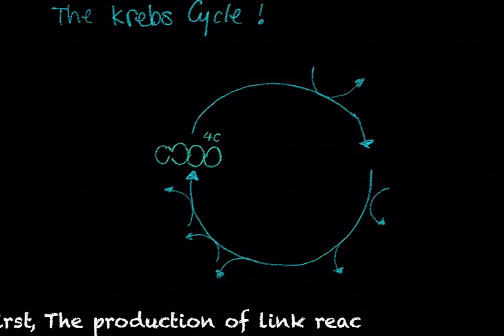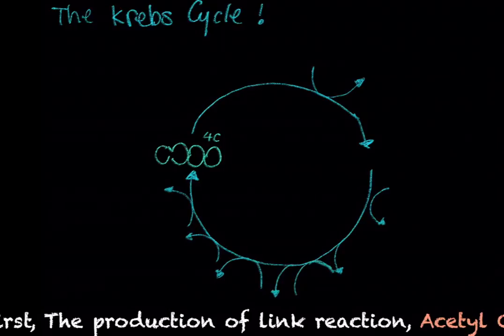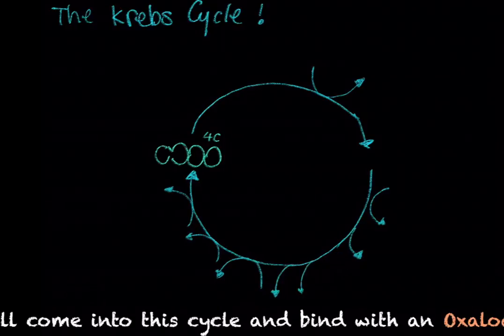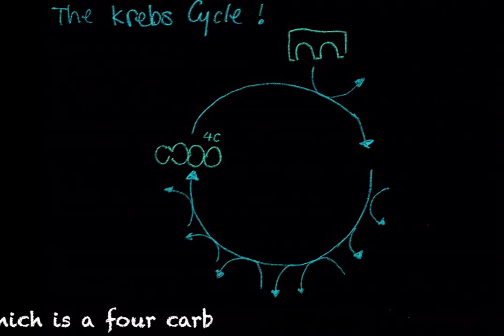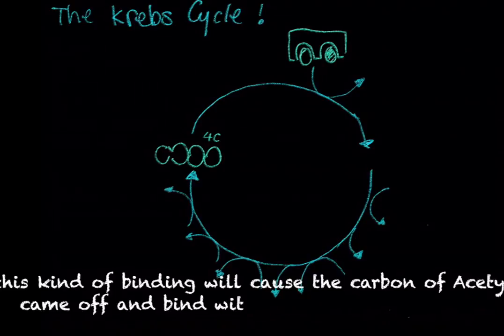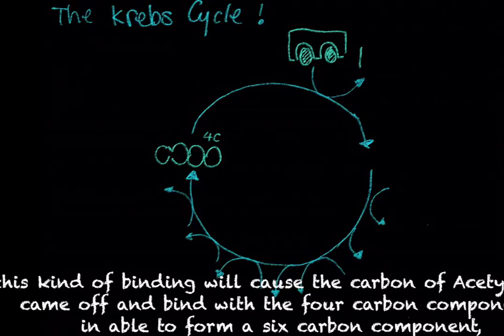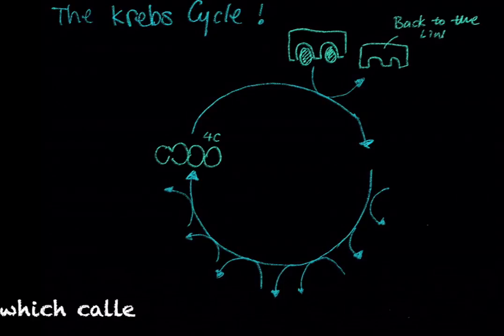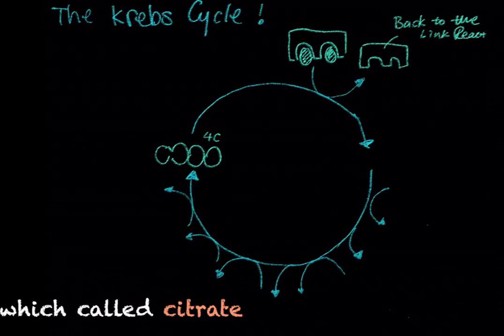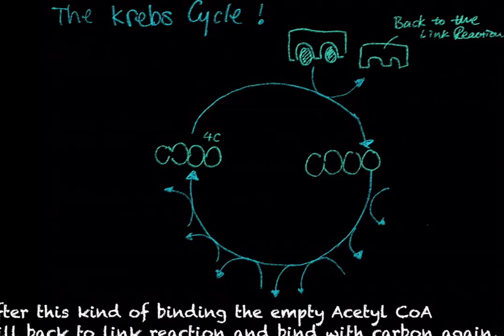First, the product of the link reaction, acetyl coenzyme A, will come into this cycle and bind with oxaloacetate, which is a 4-carbon compound. This binding will cause the carbon group of acetyl-CoA to come off and bind with the 4-carbon compound, forming a 6-carbon compound called citrate. After this binding, the empty coenzyme A will go back to the link reaction and bind with carbon again.